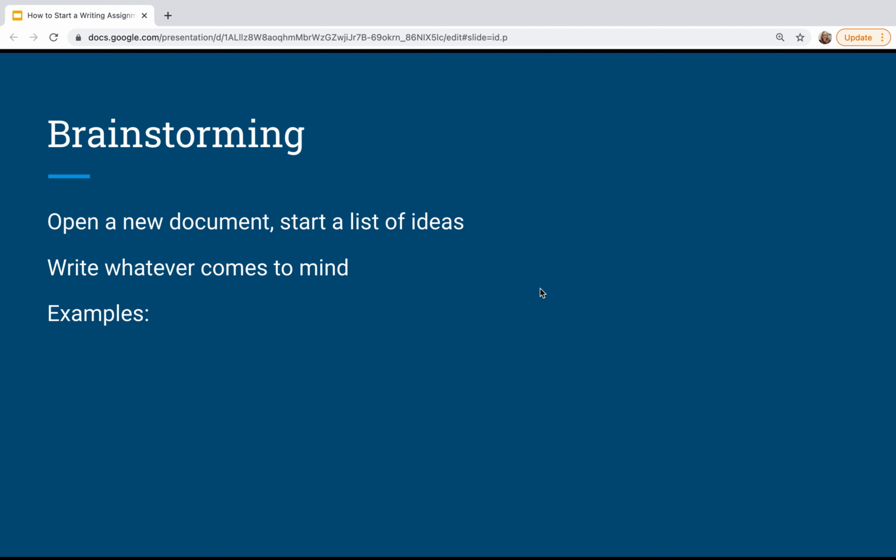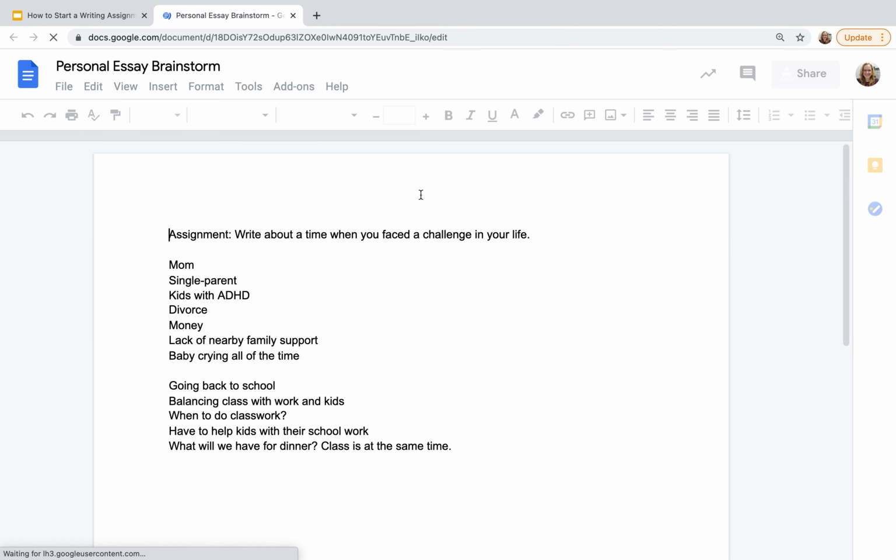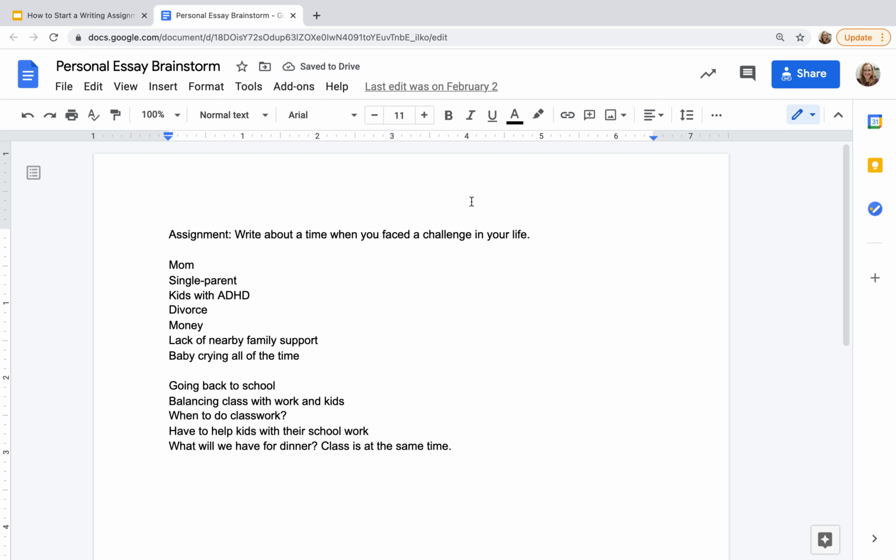Here are some examples that I've come up with. The first is for a personal essay. So this is if you have an assignment where you're asked to write about a time when you faced a challenge in your life. I wrote down some ideas for myself if I were going to write this kind of paper. I just started with some identifying characteristics. I'm a mom, I'm a single parent, I have kids with ADHD, went through a divorce, was worried about money, had a lack of nearby family support, and when my daughter was little, she cried all the time.